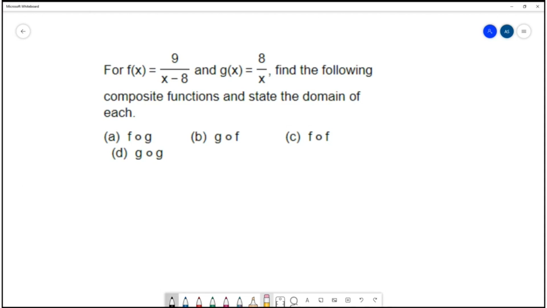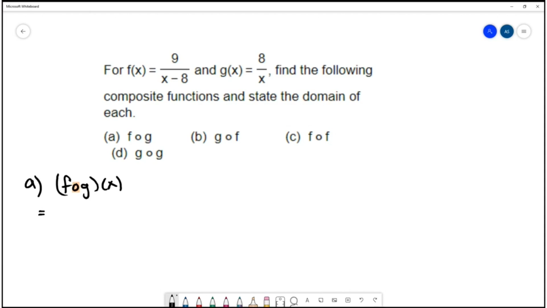For part A, we want to find f composed with g of x. Now this operation of composition is an operation that means to substitute one function inside of the other function. So if we know that, we can rewrite this notation to help us have a better understanding of what we're doing.